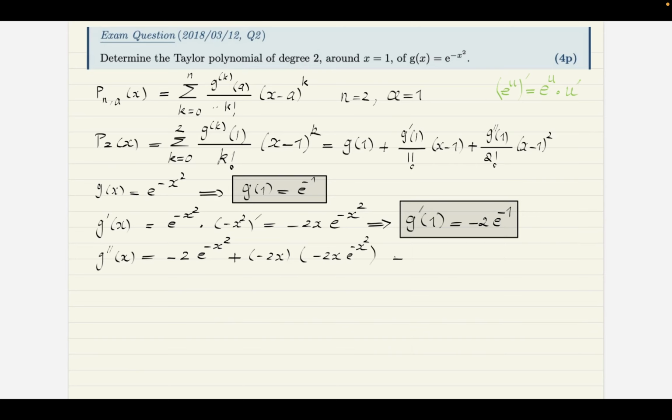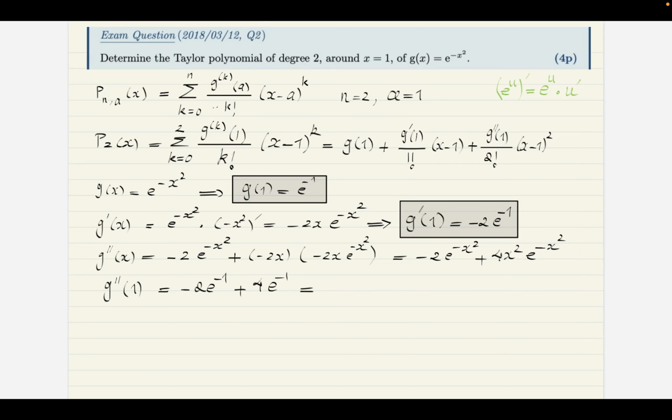So if I simplify this a little bit, I copy and paste the first term, but minus 2x times minus 2x will be plus 4x squared, and then I have e to power minus x squared. But now my goal is to calculate g double prime of 1. This is my g double prime, so I replace every x with 1. If I do that, I will get minus 2e to power minus 1 from the first one, and plus 4e to power minus 1 from the second one.